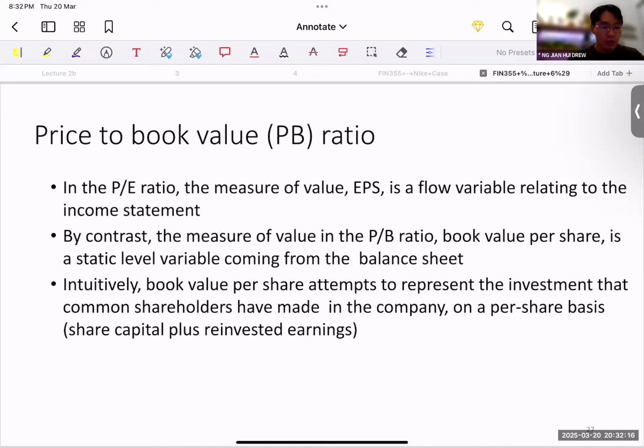Okay, so let's think about this, right? As usual, I always like to think about the broad idea of this ratio first before we go into the details. So the idea is that we have book value, which is what is recorded in the books, and then we have the price. So we're trying to compare whether the price of the company is so much bigger than the initial value that is recorded in the books, right?